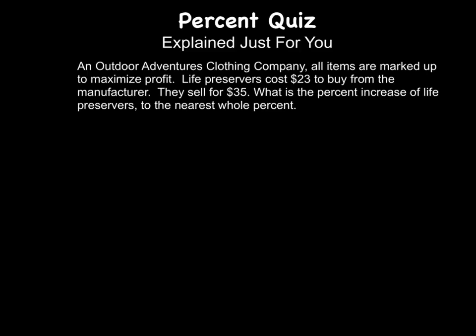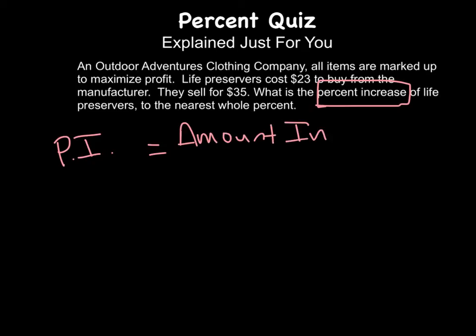All right. Our last one. An outdoor adventure clothing company. All items are marked up to maximize profit. Life preservers cost $23 to buy from a manufacturer. They sell for $35. What is the percent increase? This was the very last part of our video last week. Percent increase equals the amount of the increase over the original price.